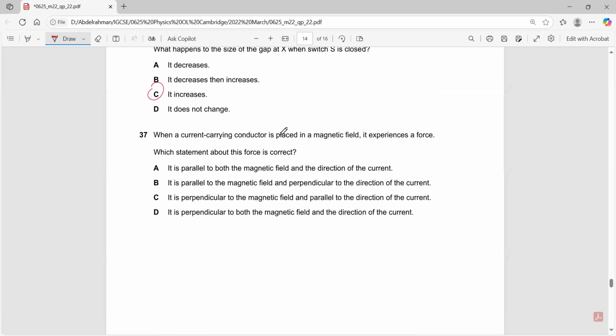When a current carrying conductor is placed in a magnetic field, it experiences a force. Which statement about this force is correct? Is it parallel? It's not parallel to the magnetic field. It is perpendicular to the magnetic field, and perpendicular to both. Using Fleming's left hand rule, you'd find that the magnetic field, the force, and the current are all perpendicular to each other.